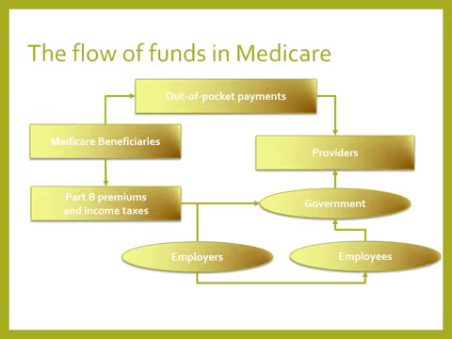So let's look at our flow of funds in Medicare. You have your out-of-pocket payments, providers, government, employees, employers, Part B premiums, and Medicare beneficiaries. So you can see how this circle goes back and forth from Medicare beneficiary to out-of-pocket to provider to government, Part B, employer, and employee. And it's really just a big circle. It goes from one thing to the next, one thing to the next.